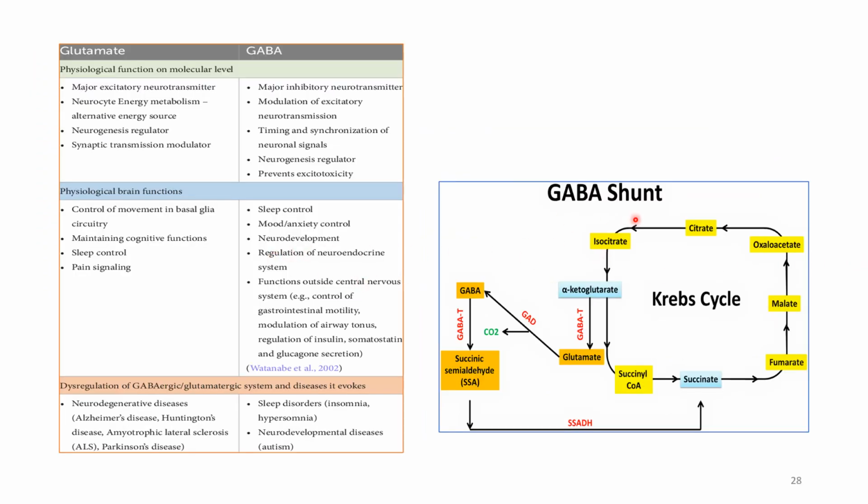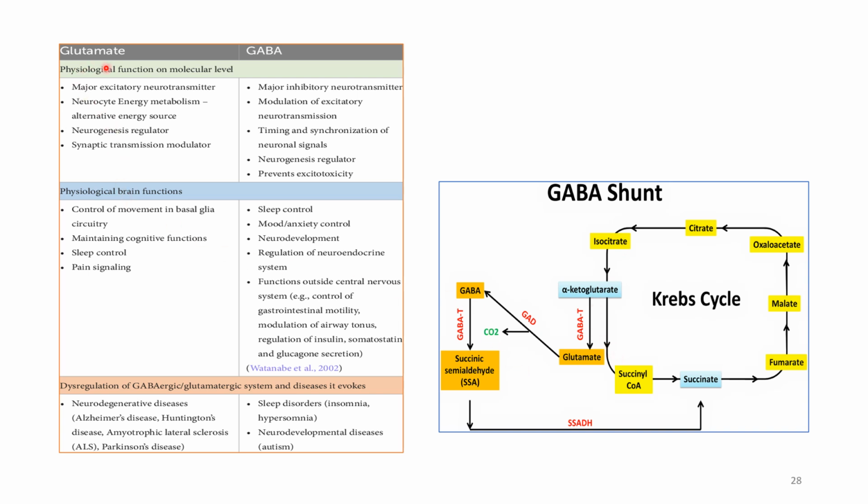This is the GABA shunt. From the Krebs cycle you have alpha ketoglutarate. From this you have glutamate, and GABA is formed from the glutamate. Then this GABA is converted into succinic semialdehyde, and this will be converted into succinate and re-enters the Krebs cycle. So this is called the GABA shunt.